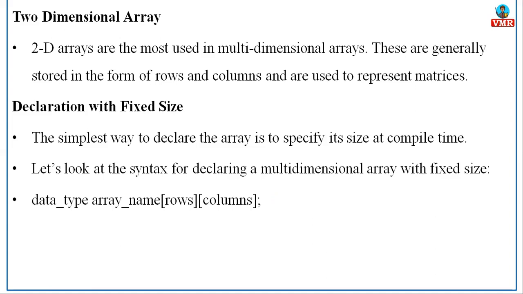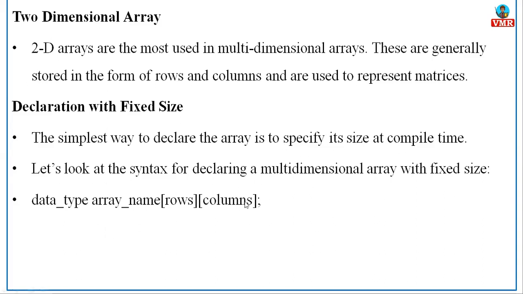So again, declaration with fixed size. If you already know that you are going to declare a 2 by 2 matrix, then you will give the data type, array name, rows and columns. In two dimensional, you have rows and columns, so you need to provide the rows value as well as the column value. Two dimensional means 2 cross 2, so in total you will get 2 rows and 2 columns, and 4 elements of input for that particular array. The simplest way to declare an array is to specify its size at compile time.